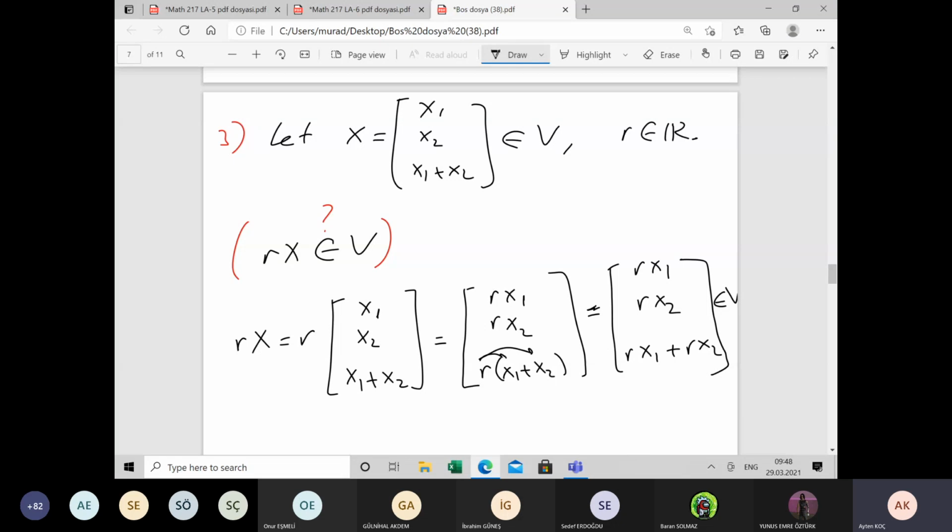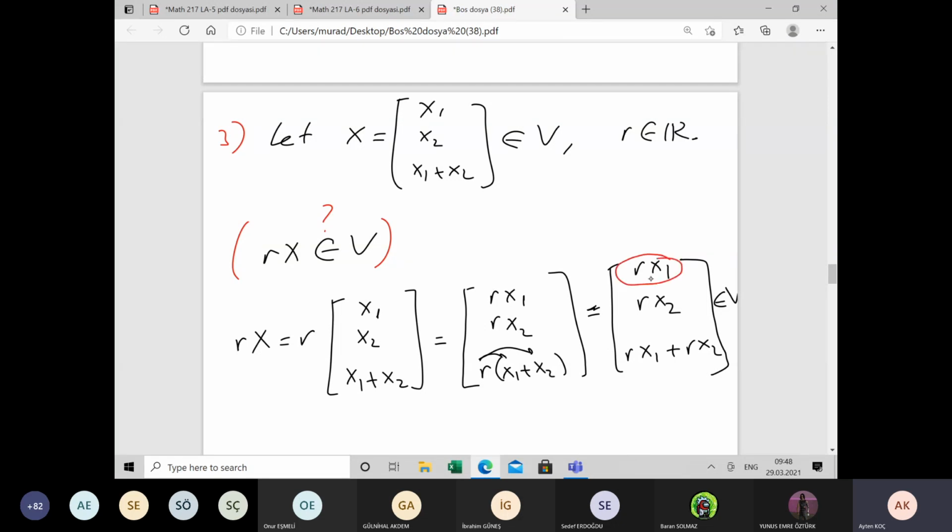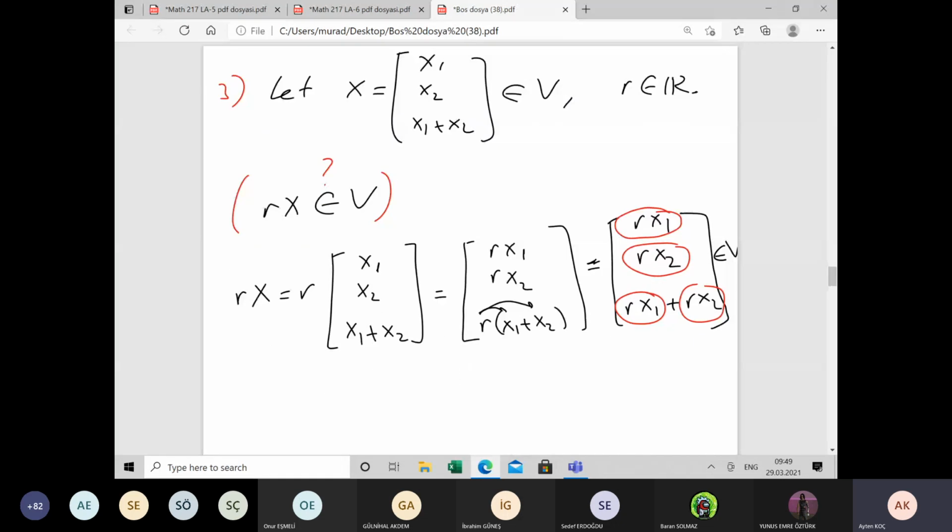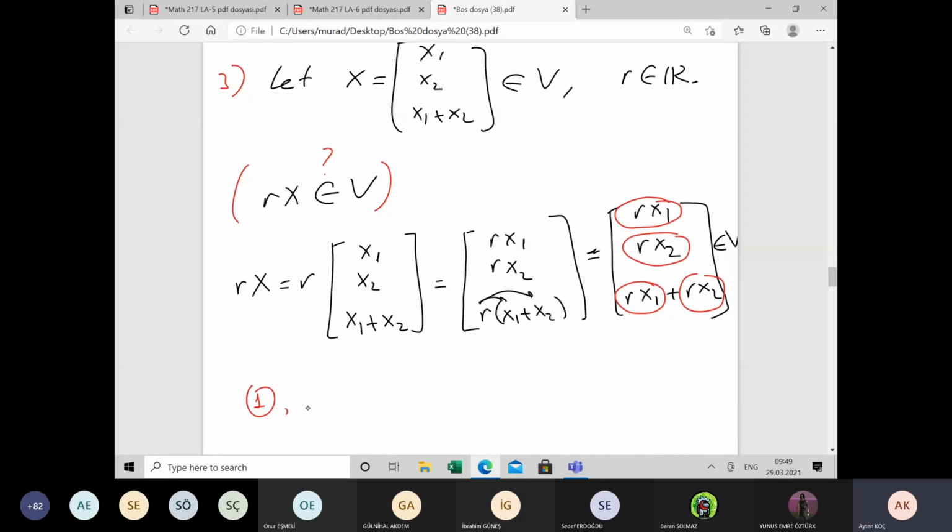So it is easy to see that it is in V. What is the reason? Look at the first component and the second component. The third one should be the first component plus the second one, yes. So it is in V. So the first one, not an empty set. The second one, closed under addition, and also the third one. So we can say that V is not only a subset, it is a subspace of R cube.